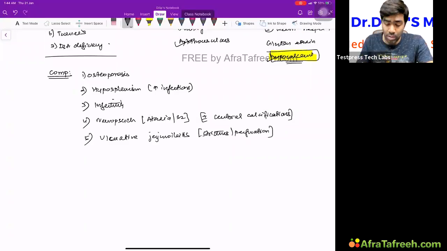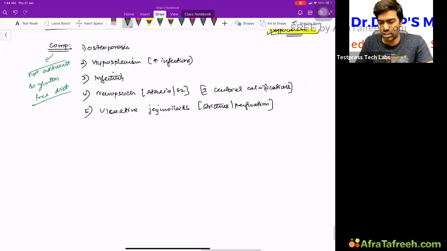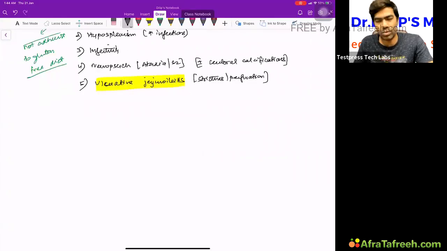Remember, most of the time complications are common in patients who are not adherent to a gluten-free diet. Only those patients will usually develop complications. Other patients usually will not develop complications, especially with regards to this ulcerative jejunoileitis. This happens typically in patients who are not adherent to a gluten-free diet. This happens in the long run.